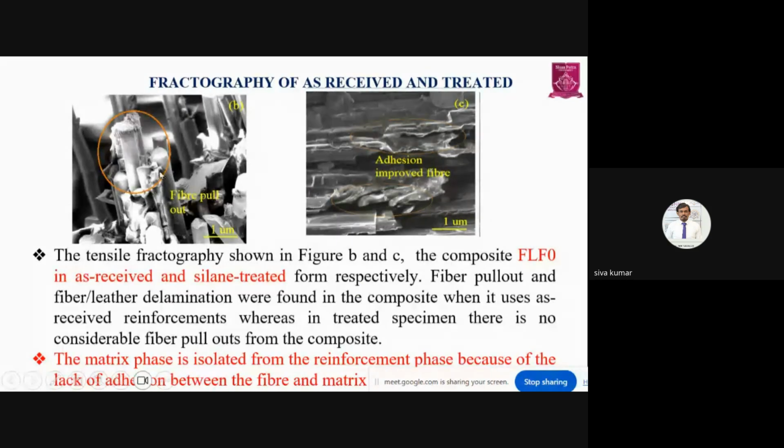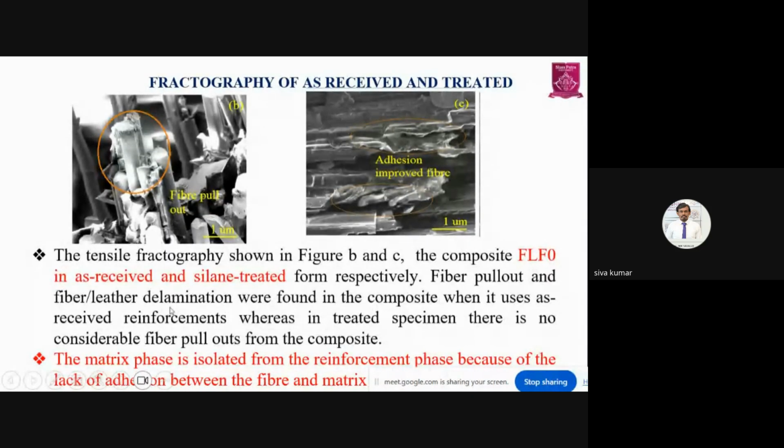And this is after adding CBP. It is also betel nut fiber and leather. You can see the fiber pull out here in this same image, and this is about the addition of CBP. So adhesion is improved because of the CBP and silane chemical. You can see FLF0 as received and silane treated in the respective pictures.